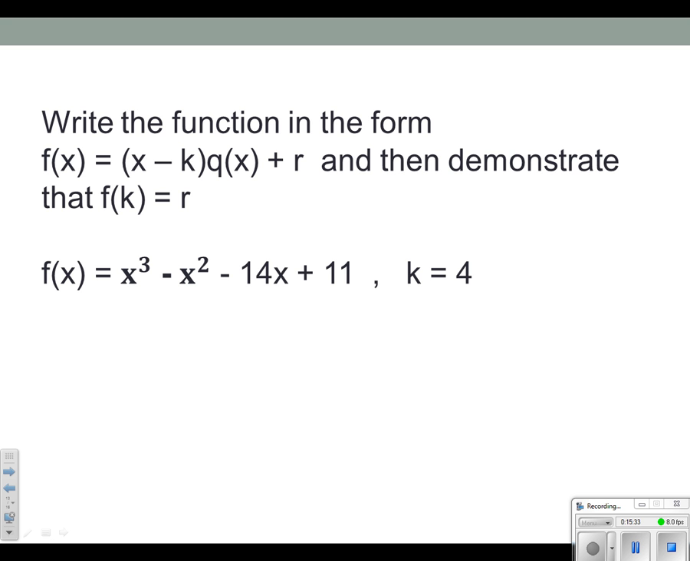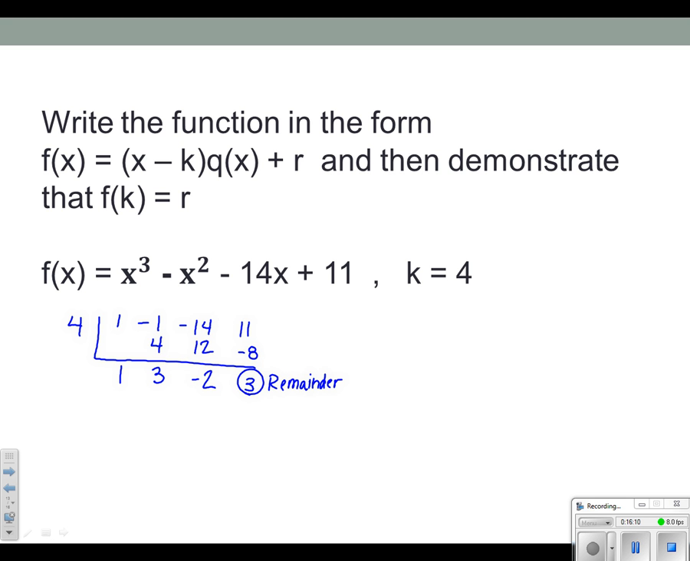Okay, so if I go with my 4, I'm going to list my coefficients in here. I have a 1, -1, -14, and 11. And do my process: drop the first one. 1 times 4 is 4, combine. 3 times 4 is 12, combine. -2 times 4 is -8, combine. I'm finding a remainder this time.